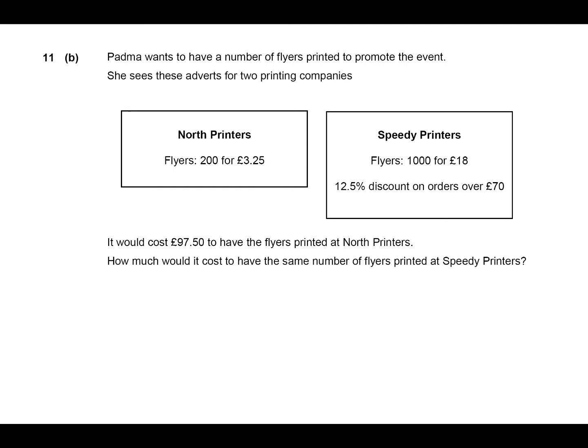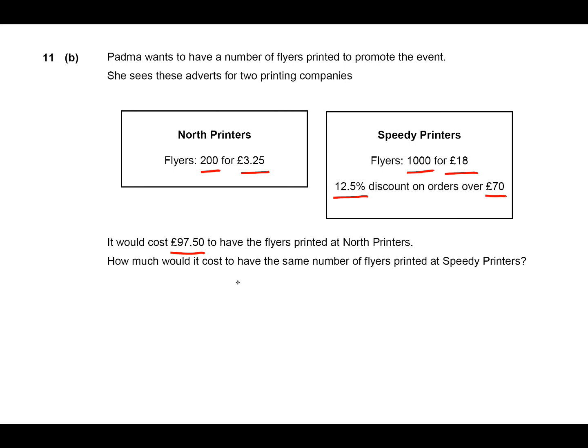Question 11b. Padma wants to have a number of flyers printed to promote the event. She sees these adverts for 2 printing companies. So Northern printers do flyers 200 for £3.25 and Speedy printers do 1,000 for £18. There's a 12.5% discount on orders over £70. So it would cost £97.50 to have the flyers printed by the Northern printers.